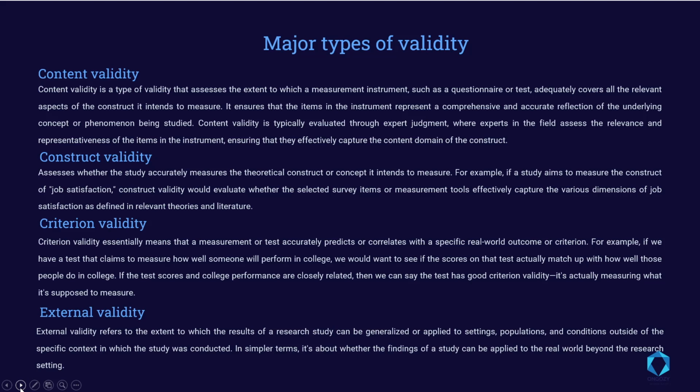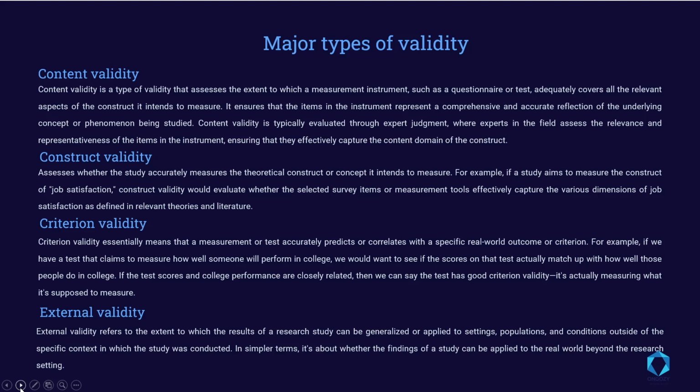Next, we have construct validity. Construct validity assesses whether the study accurately measures the theoretical construct or concept it intends to measure. For example, if a study aims to measure the construct of job satisfaction, construct validity would evaluate whether the selected tool, for example the questionnaire, can effectively capture various dimensions of job satisfaction, the way it is defined by theories and the way it is defined at the literature review point. Okay?